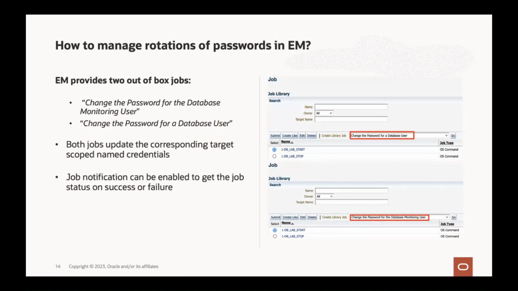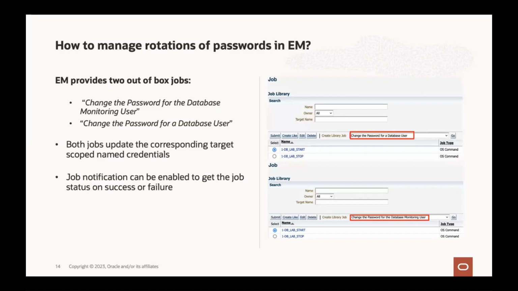Enterprise Manager provides two out-of-box jobs to manage rotation of monitoring and non-monitoring DB user passwords. The first job, change password for database monitoring user, modifies the password in the database, and then on success, it updates the monitoring credential and synchronizes the new password with agents to continue monitoring, and updates any target scope named credential if it exists for the monitoring user. It can also send notification on success or failure of the job for each target for which the job is submitted.